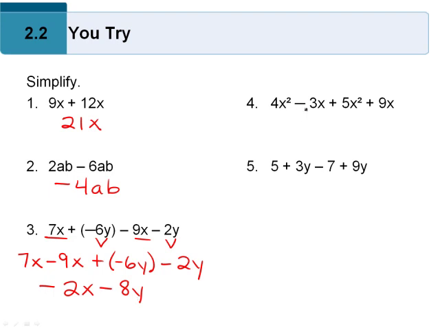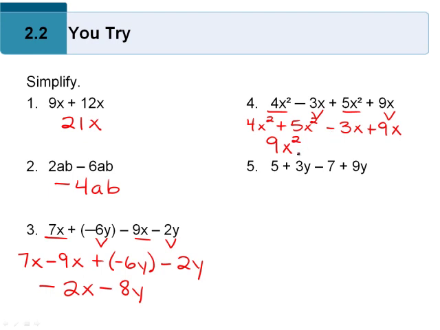All right, let's look at number 4. We have 4x squared minus 3x plus 5x squared plus 9x. So we have x squared terms, and we have just plain old regular x terms. Okay? So if I have 4x squared, I'm going to bring down plus 5x squared, and then negative 3x, bring that sign down with the 3, plus 9x.